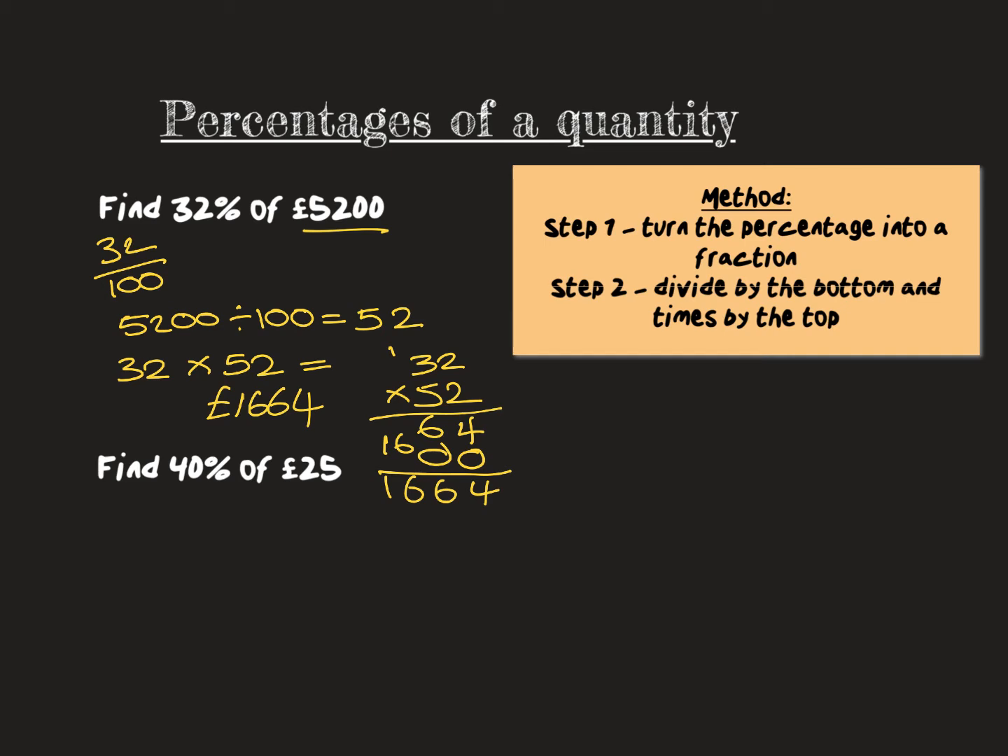Now, if you think about that, 32% is a good bit under half. So yes, 1,664 is a good bit under half, so it seems to make sense as an answer. You can always think about, does your answer make sense? So that is how you find a percentage.